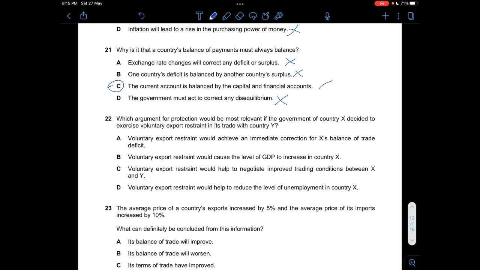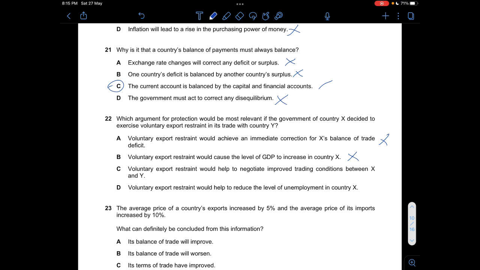A says voluntary export restraint would achieve an immediate correction for X's balance of trade deficit. A balance of trade deficit is basically your volume of imports being more than your volume of exports. So definitely no, because it will get worse with a decrease in exports. B says voluntary export restraint will cause the level of GDP to increase in country X, which is not correct, because if there are no exports, there's no AD. When there's a decrease in AD, there'll be a decrease in real output, so a decrease in GDP. So no.